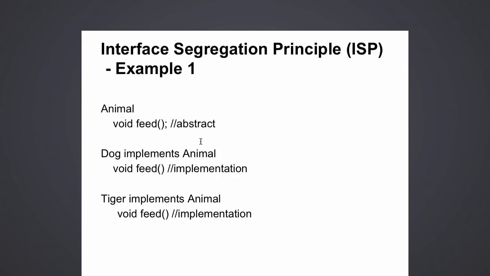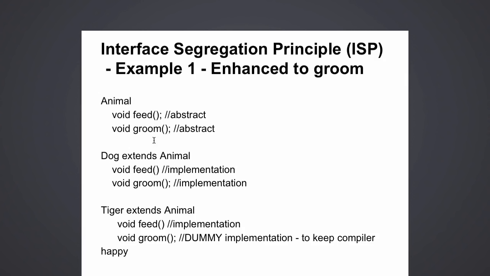Let's take this example on interface segregation. There's an animal and there's a feed method in the animal, and we have a dog and tiger which implement those methods. So this is how the code was at the start. Later, there was a groom method which was introduced, and the groom method usually is only applicable to domestic animals. But just to make reuse of the existing functionality, what we did was added the void groom method, and dog extends animal and void groom.